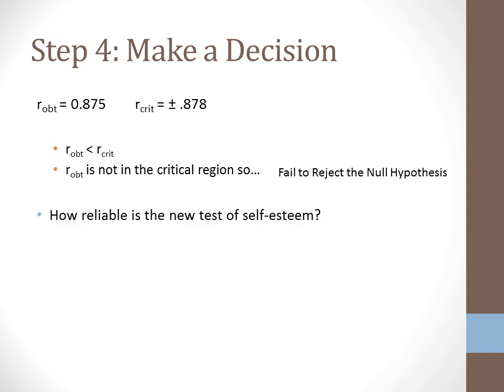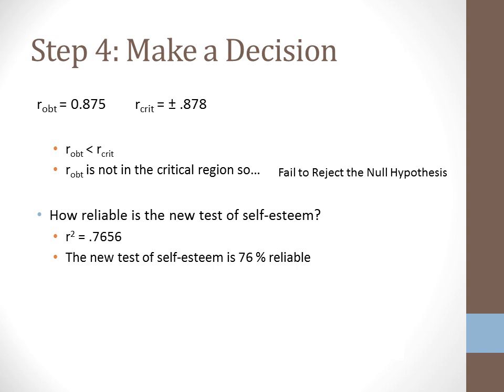The question that we might ask ourselves is, how reliable is this new test of self-esteem? And even though we failed to reject the null hypothesis, we can look at our value of r squared to give us an idea of how reliable the test is. So r squared is 0.7656. In other words, the new test of self-esteem is 76% reliable.